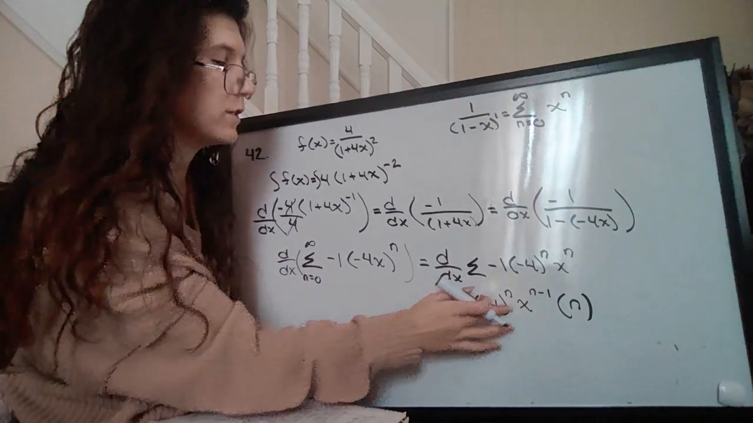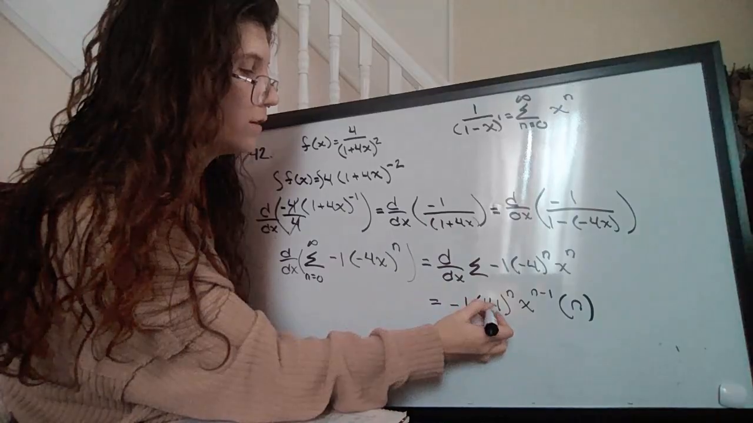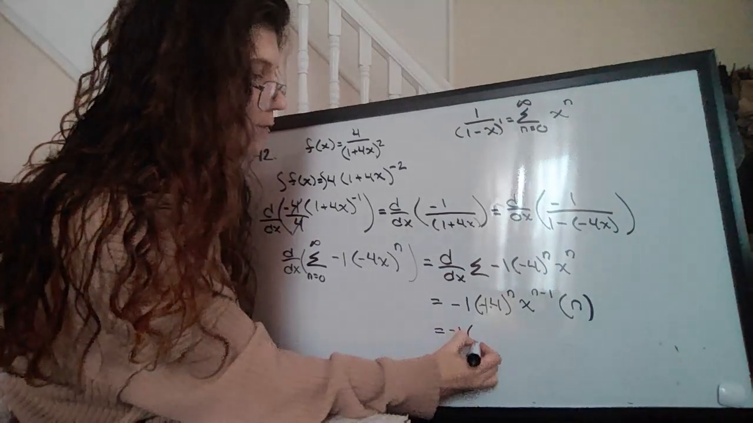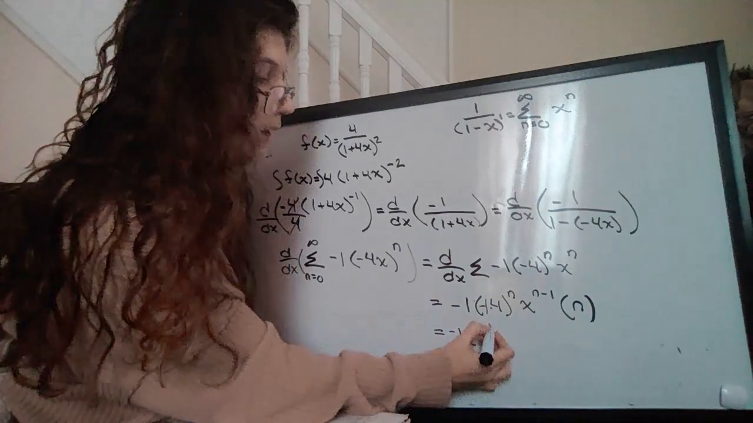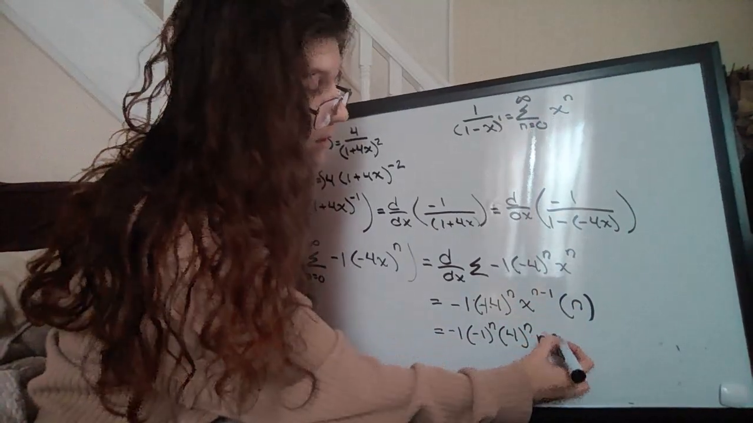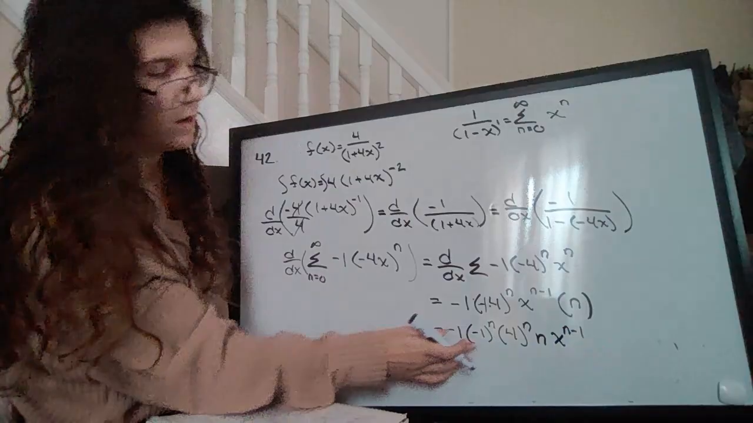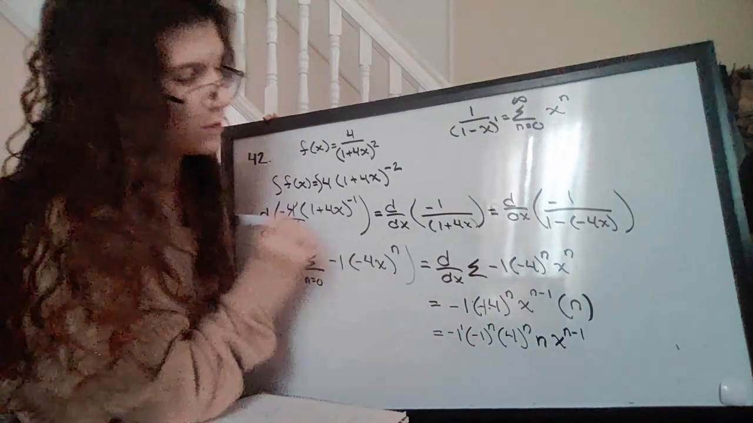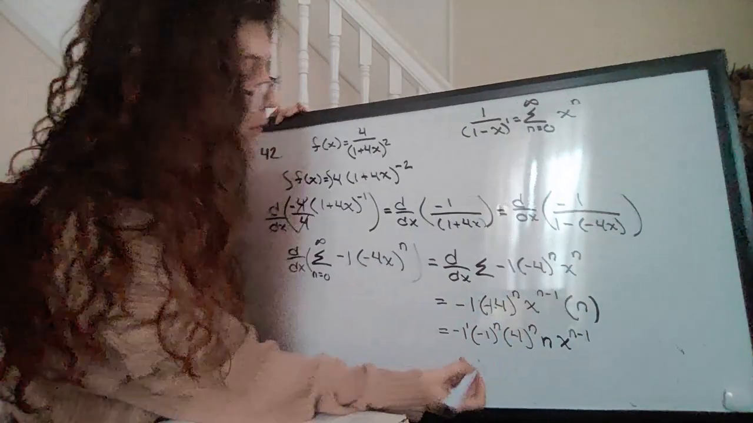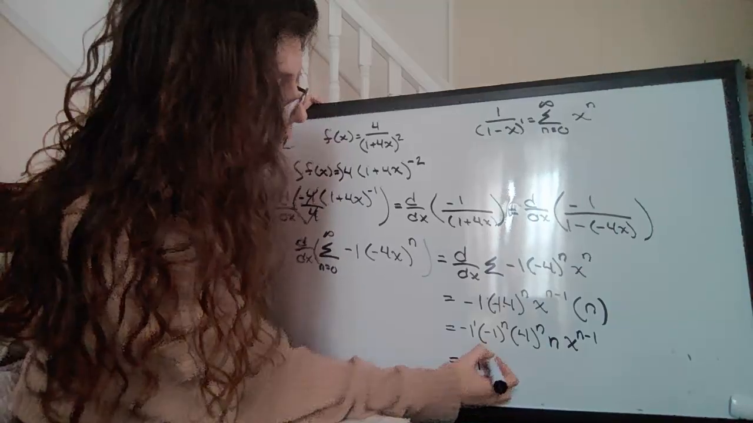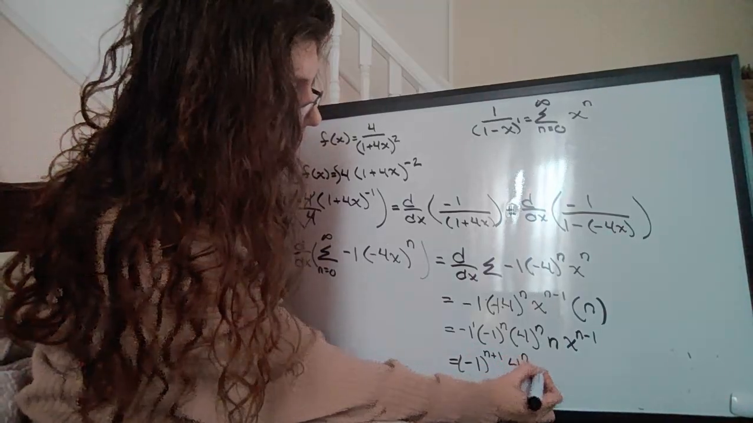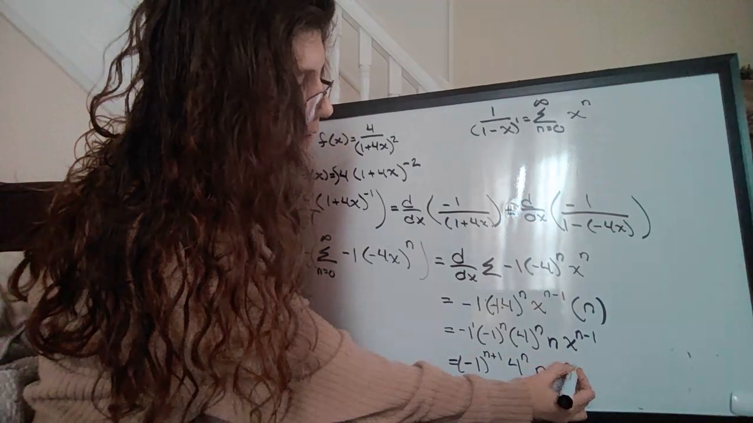Here I have a negative 4 to the n. This is technically negative 1 times 4 to the n. So I'm going to say this is negative 1 times negative 1 to the n times 4 to the n times n times x to the n minus 1. And then here I have negative 1 to the 1, negative 1 to the n. I can clump these together. All I need to do is add my exponents. So this will end up being negative 1 to the n plus 1 times 4 to the n times x to the n minus 1.